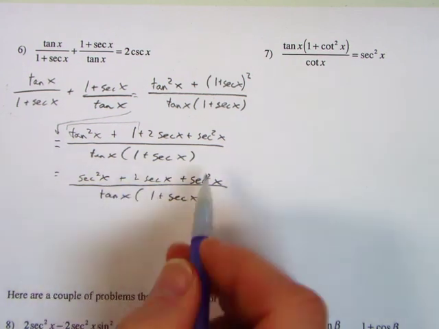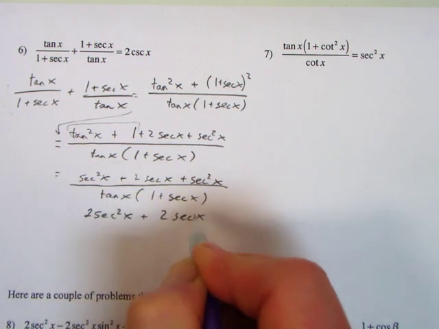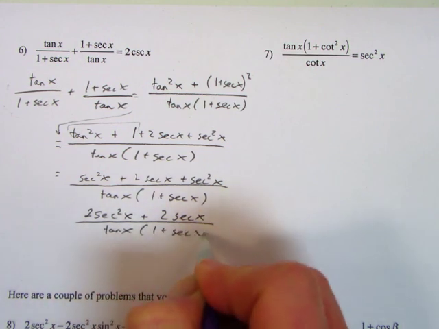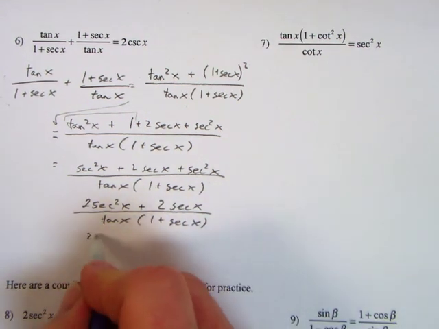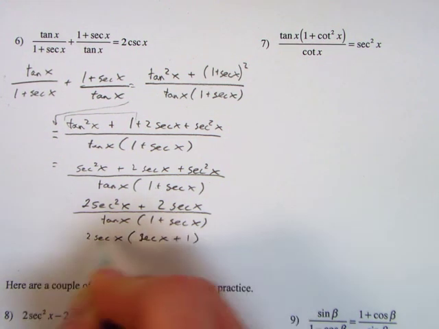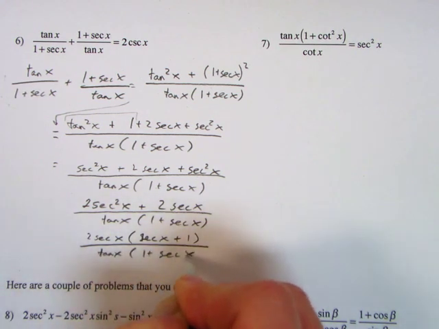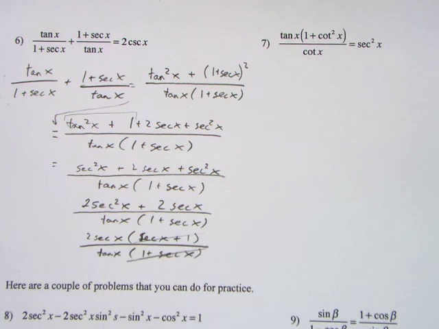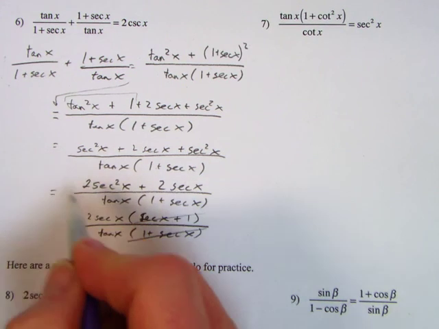Now we could see, hey, let's combine those two things together. So we have 2 secant squared. The rest of this follows algebra pretty well. What can I do on that top? I can factor out a 2 secant x. And I have secant x plus 1 over tangent x, and then 1 plus secant x. And you know you can reduce those out because 1 plus secant is the same as secant plus 1. So now we have 2 times secant over tangent.